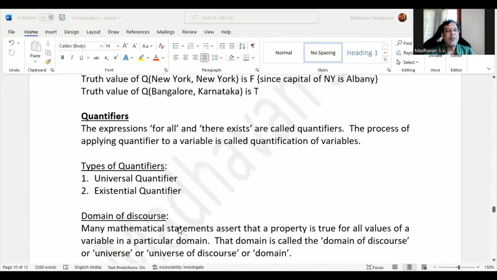Next comes quantifiers. The expressions for all and there exists are called quantifiers. The process of applying a quantifier to a variable is called quantification of variables. There are two types of quantifiers. First one is universal quantifier. Second one is existential quantifier.